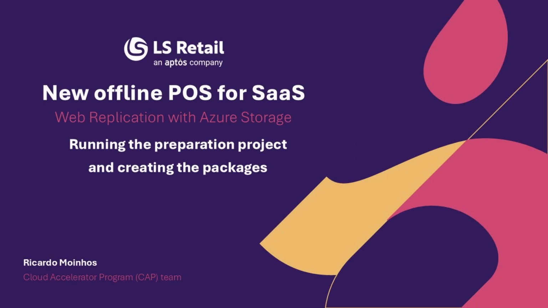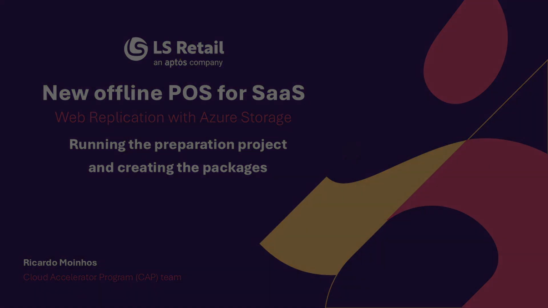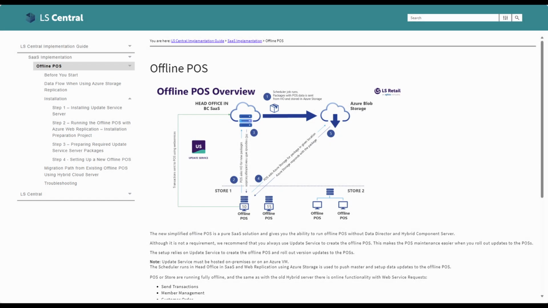In this series of videos, I will be demonstrating how to use Update Service to set up the Offline POS using the new web replication with Azure Storage. In this video, I will cover the preparation of the packages that are needed to be installed in the Update Service server to prepare the Offline POS installer.